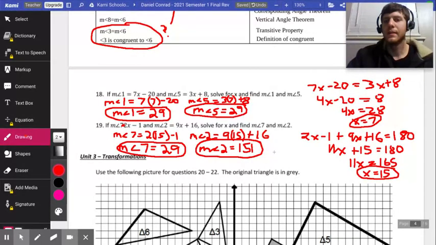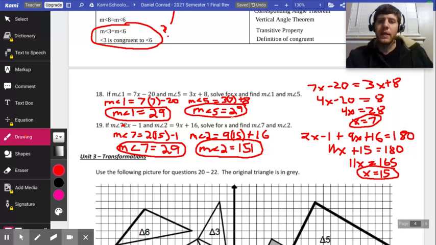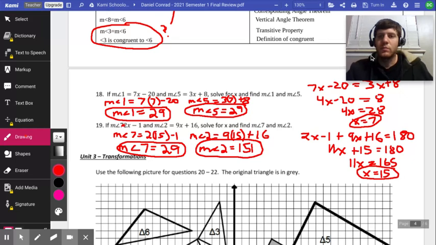Okay, so the idea here is if the angles are congruent, if they're vertical, alternate interior, alternate exterior, or corresponding, you're going to set them equal to each other and solve for x, and then substitute it back in. If they're linear pairs, same side interior, or same side exterior, they're supplementary, so you're going to add them up to 180, solve for x, and substitute back in. Okay, and that's topic 2. We'll have another video for topic 3 next.